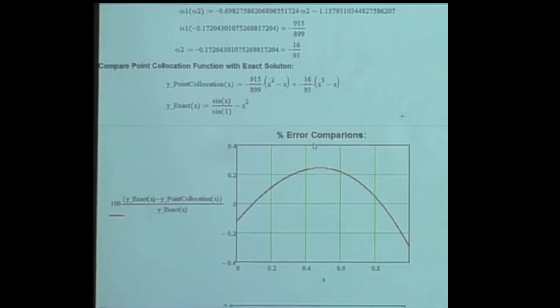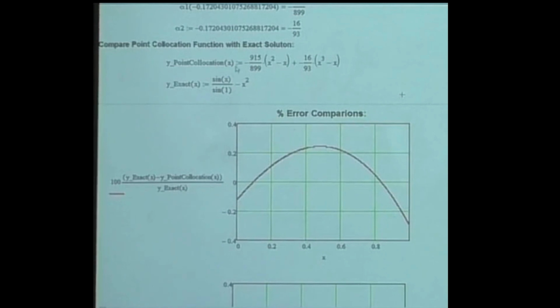And then our exact solution is shown here. So then I can calculate the percentage error across the problem domain. I did that here: I took the difference and calculated the percentage, and you can see that the error is pretty darn good. It's a bit less than 0.4, plus or minus 0.4.